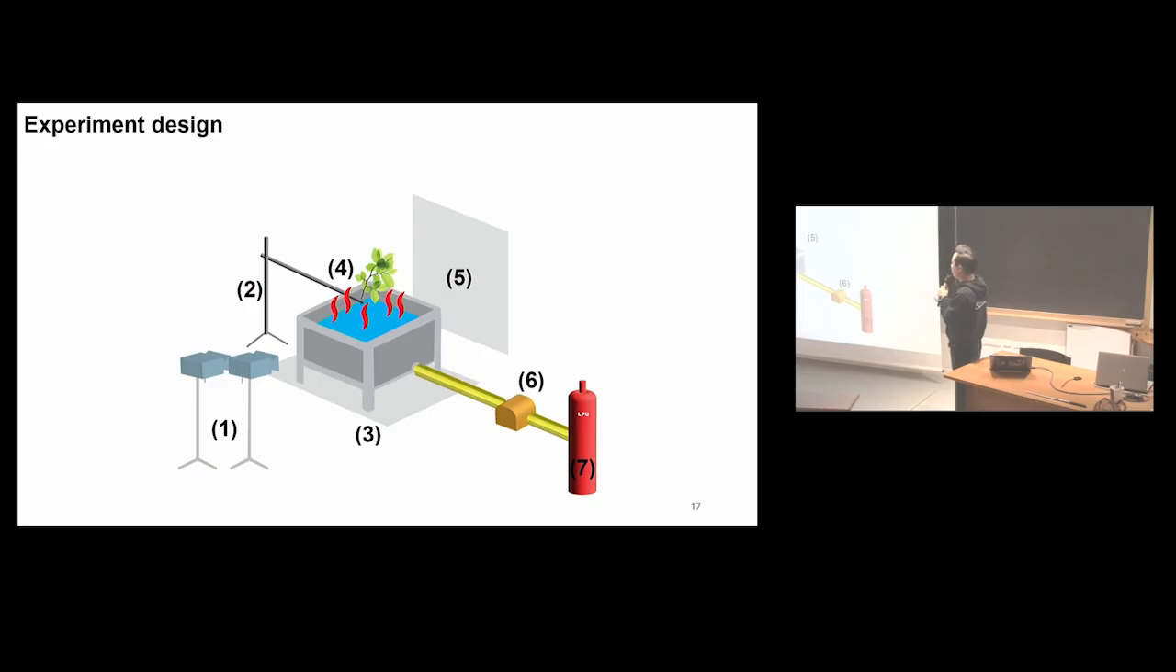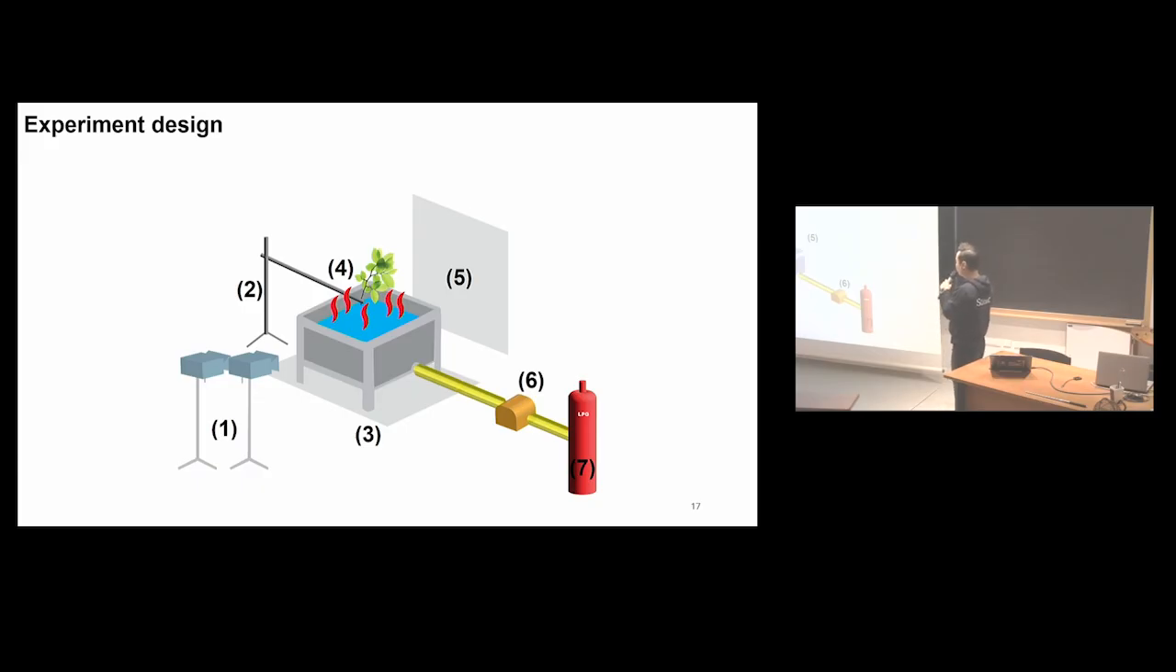So this is the setup of the experiment. We have a video camera and a thermal camera, an infrared camera. This one is the sample holder. So we clamp the sample here, and then we put the sample here. This one is the white background. So we have a camera to film the sample and separate it from the other things behind.